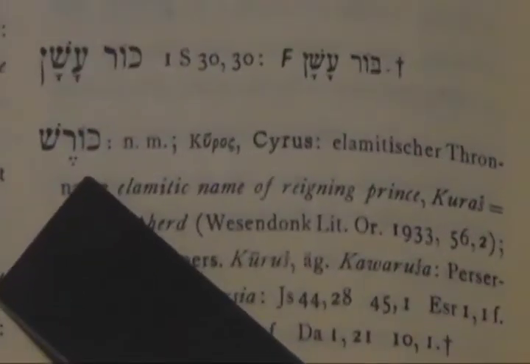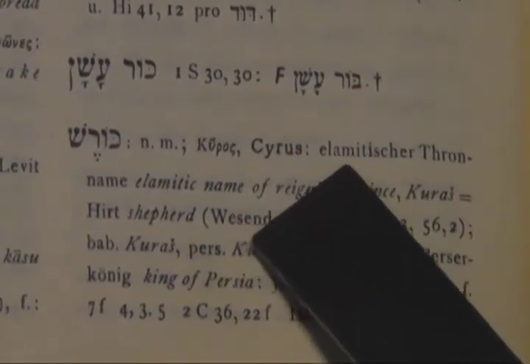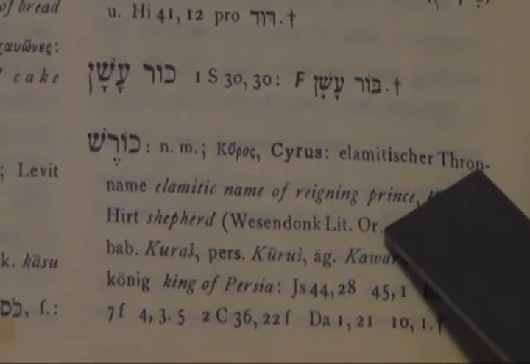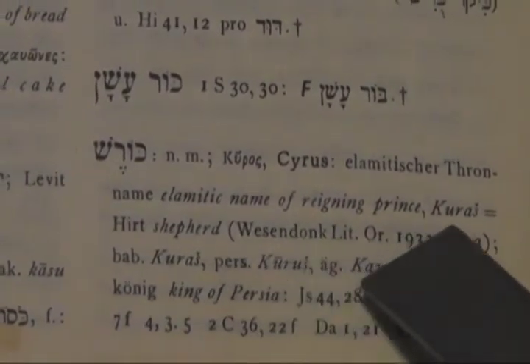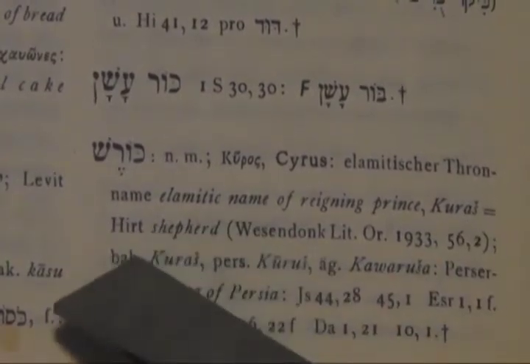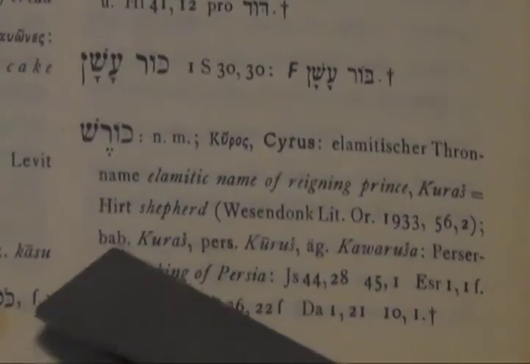Koresh. Now masculine. In Greek, Kuros, English, Cyrus. The German here says Elamitischer, if I can pronounce that, throne name. Literally, from the German translation, Elamitic throne name. Elamitic name of reigning prince, Koresh. Shepherd. Apparently the original etymology has something to do with shepherd.